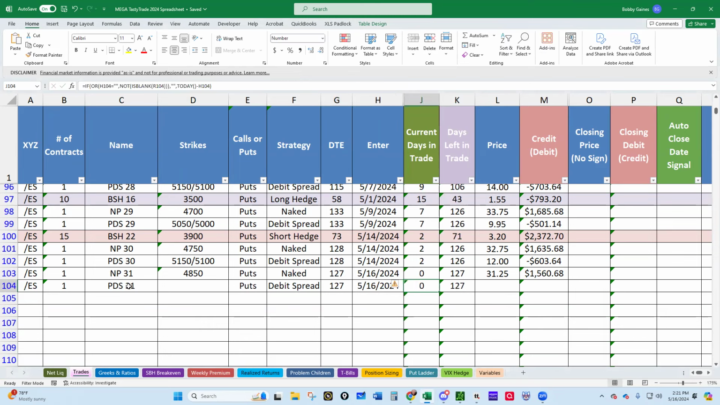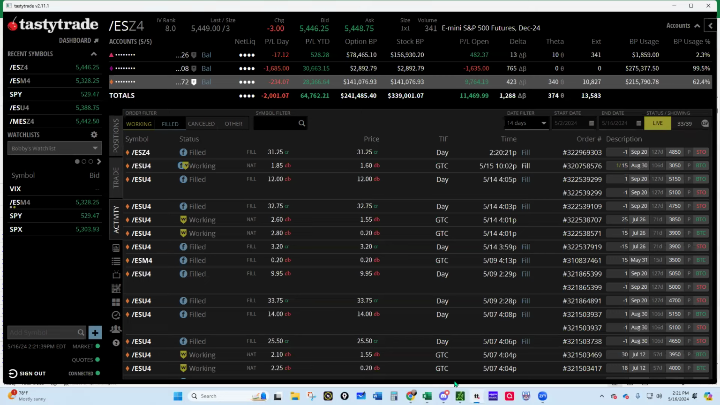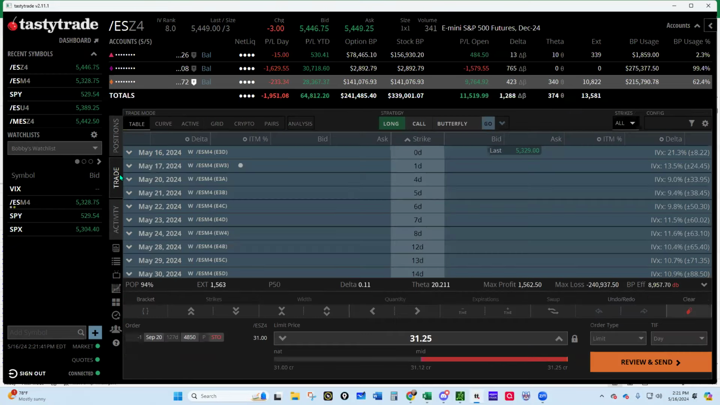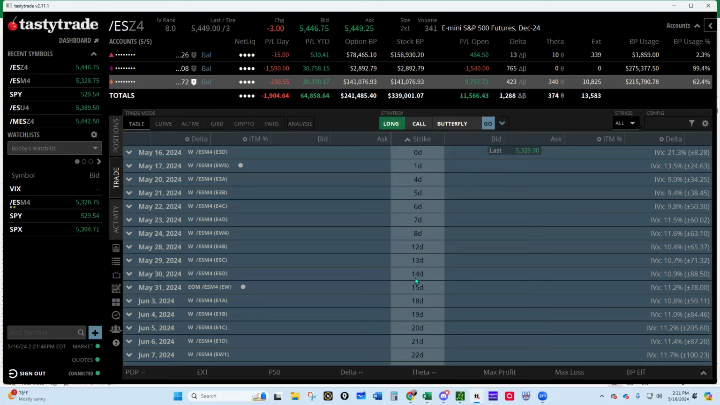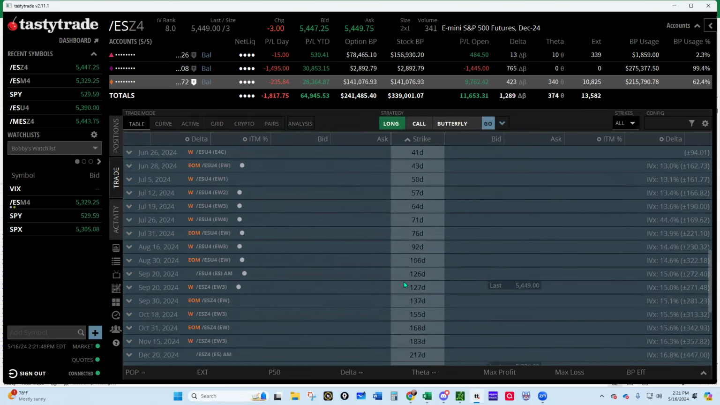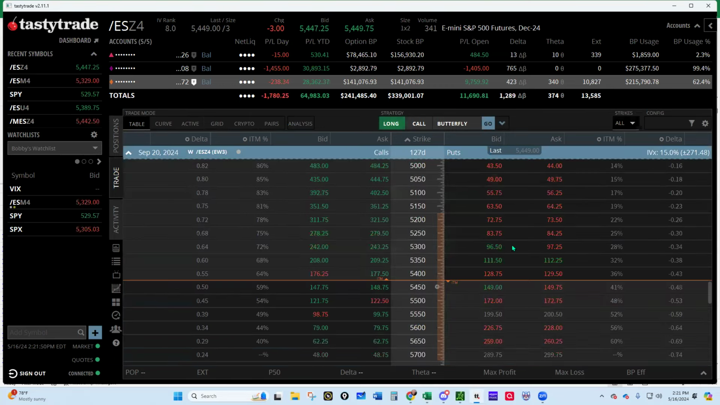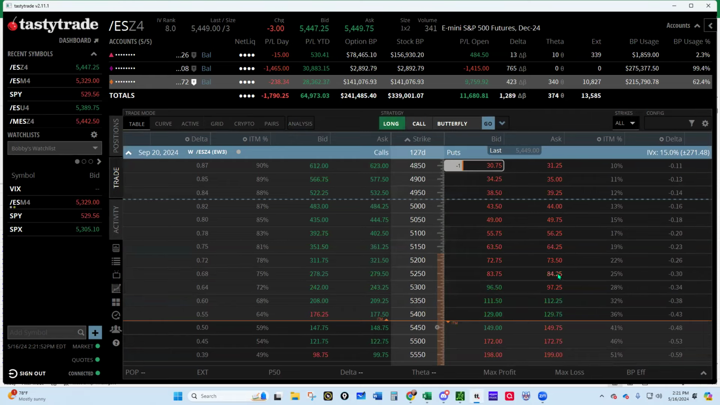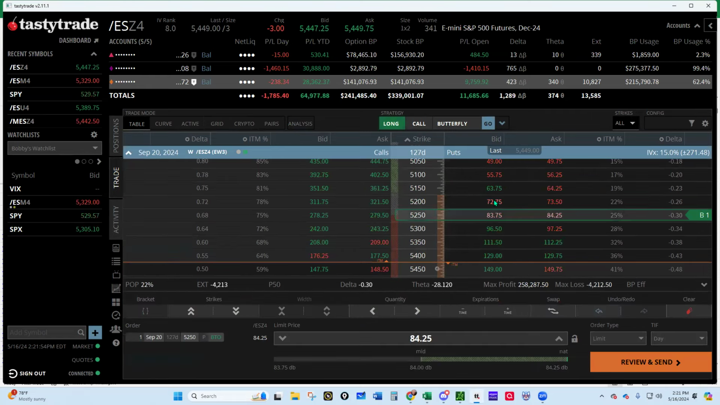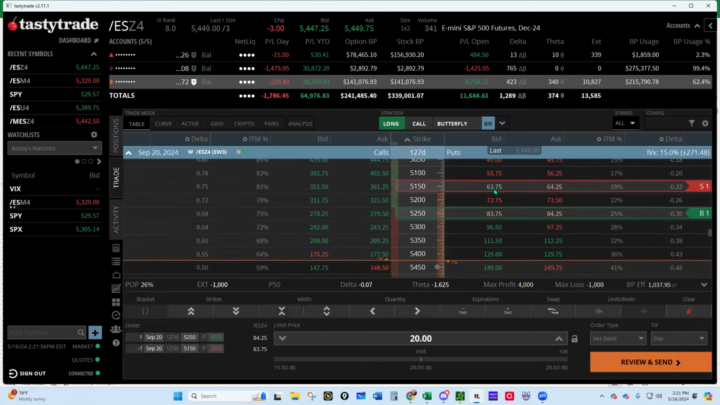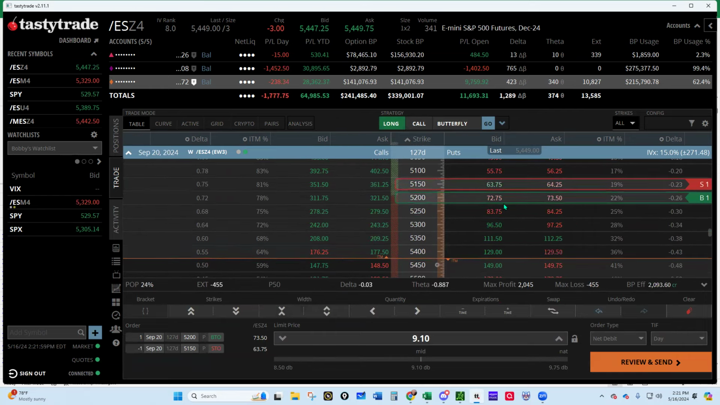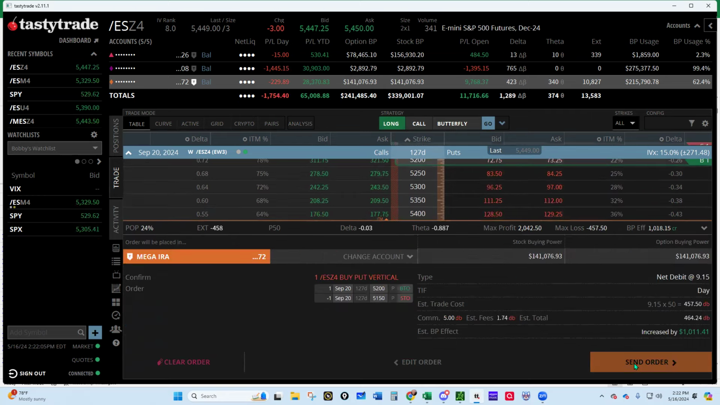And let's see. All right, so let's go do a put debit spread. Here we go. So we go clear all this out, and we'll go to 127 days and about a 25 delta. 25. That's $10.75. I generally like to pay less than $10 for them. So let's do this for $9.15, let's say. $5,200, $5,150. $5,200, $5,150.